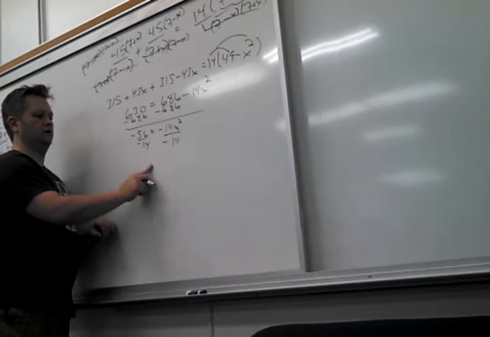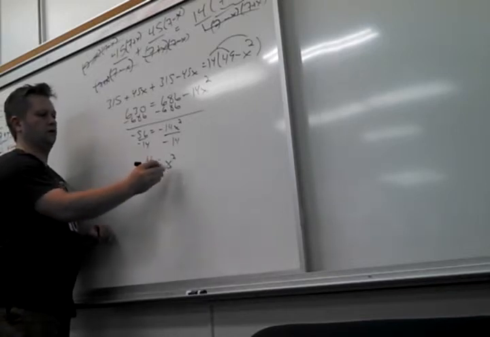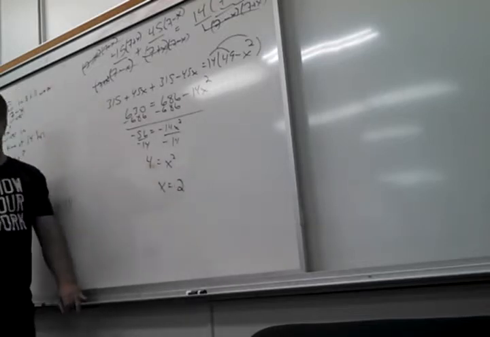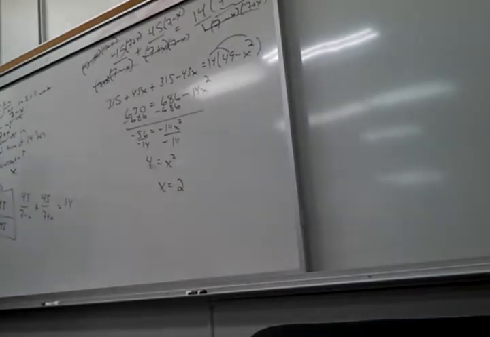Get a beautiful thing. 4 equals x squared, so x equals 2. We can automatically eliminate the negative option, right? Because x represents, where did x go? A speed. And since it's a speed, it can't be negative.